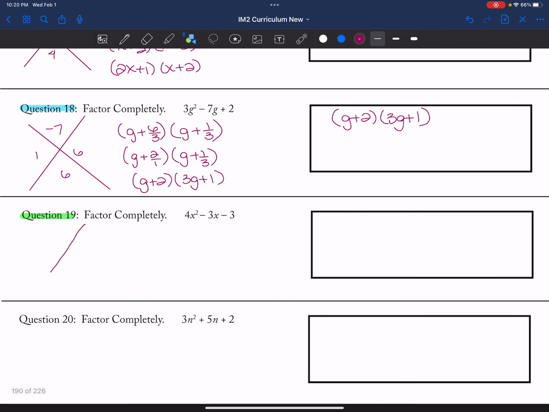19. So I have a negative 3 on the top and a negative 12 on the bottom. So factors of 12, 1 and 12, 2 and 6, 3 and 4. And I'm not getting 3 in the middle. So this is prime. There's a lot of prime ones.